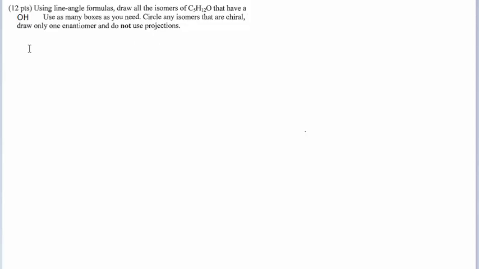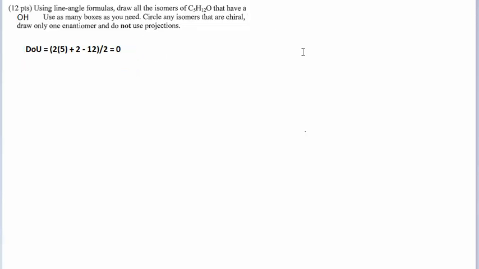So the first thing, once again, is do your degrees of unsaturation calculation. So that's going to be 2 times 5 carbons plus 2 minus 12. The oxygen isn't in the DOU formula, so we don't have to worry about it. And once again, you get 0. So our strategy is going to be valid.